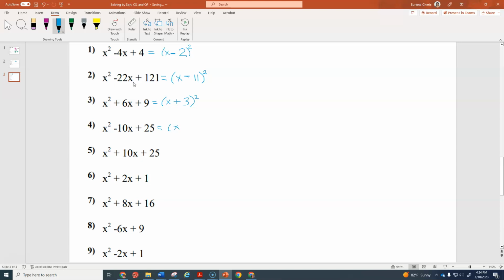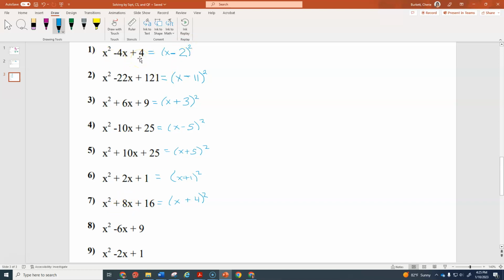And this one's going to be (x - 5) squared. This one's going to be (x + 5) squared. This one's going to be (x + 1) squared. This one's going to be (x + 4) squared. I'm putting the root of the squared term in the front. I'm putting the root of the constant in the back, and then I'm making sure that the two roots multiplied together, and then doubled, give me that middle term.